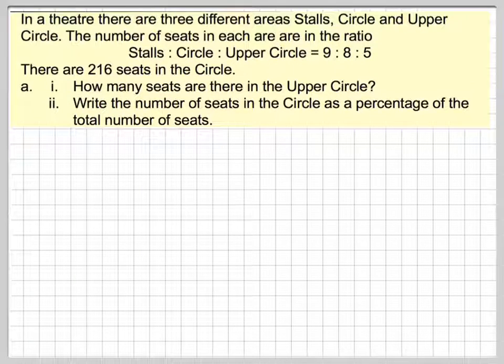So, looking at part A, in a theatre there are three different areas: stalls, circle, and upper circle. The number of seats in each are in the ratio of stalls, circle to upper circle, 9 to 8 to 5. There are 216 seats in the circle. Part A1, how many seats are there in the upper circle? And then write the number of seats in the circle as a percentage of the total number of seats. So be careful, we've got circle and upper circle, they are two different things.